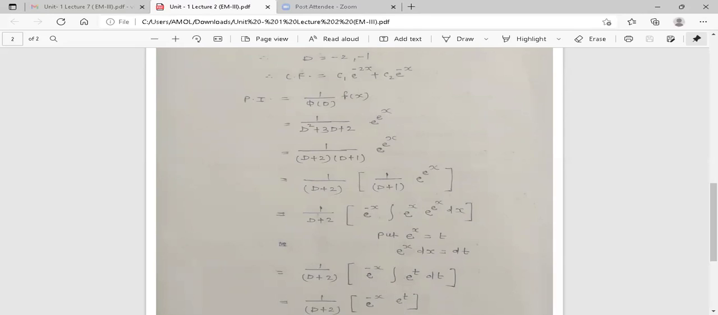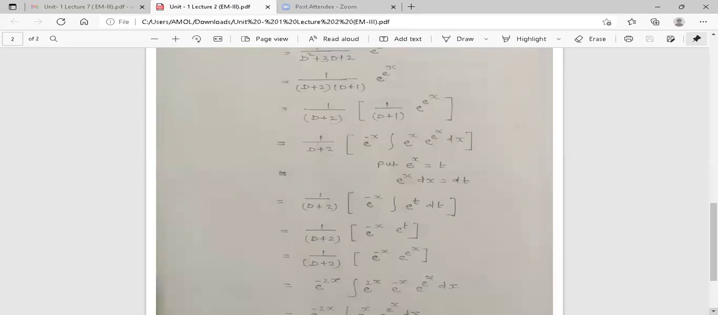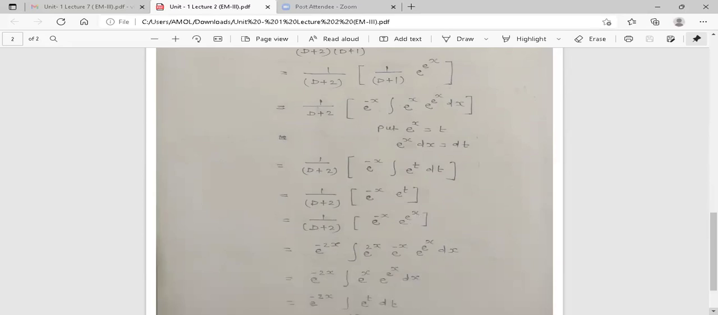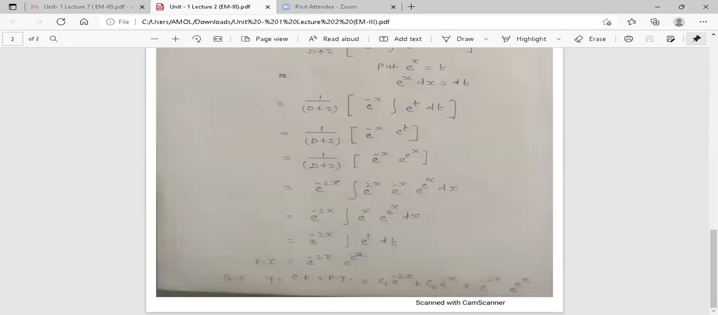Now e raised to minus x as it is. Integration of e raised to t is e raised to t. Now replace this t by e raised to x. So it is e raised to minus x into e raised to x. Now solve for 1 upon D plus 2. The new function here is e raised to minus x into e to the power e raised to x. This is your new function now after solving for D plus 1.